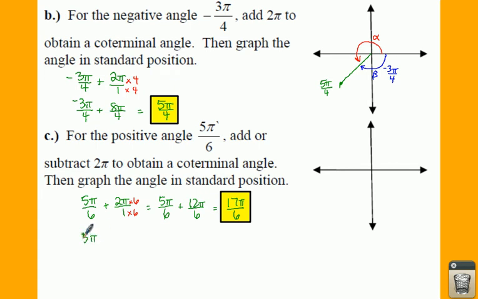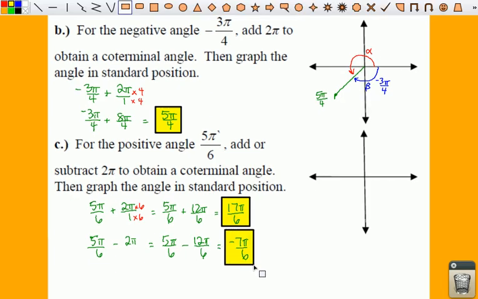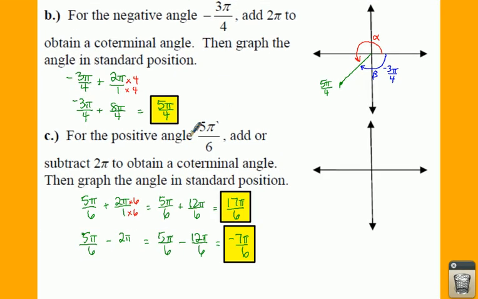Well, let's say we have 5 pi over 6 and we want to subtract 2 pi. So it's going to be over 6. We're going to take 5 pi over 6 and subtract 12 pi over 6. That would give us negative 7 pi over 6. Remember, all negative angles do is go clockwise. Positives go counterclockwise. So we need to graph 5 pi over 6. 5 pi over 6 would be over here in your second quadrant. That's where 5 pi over 6 is.